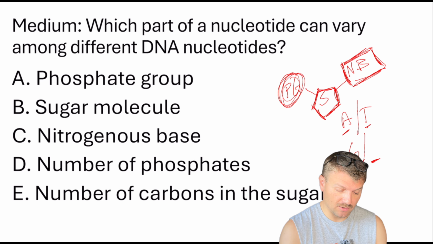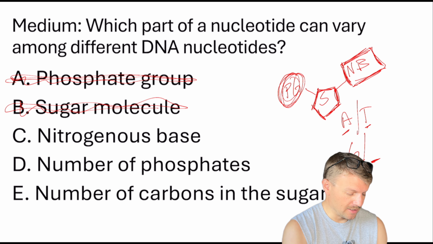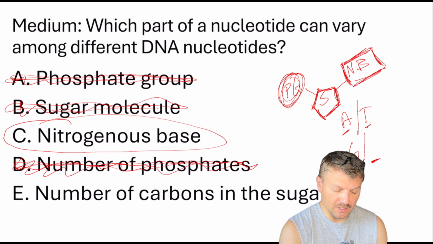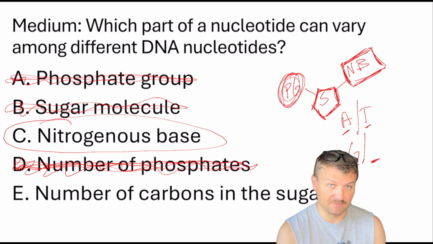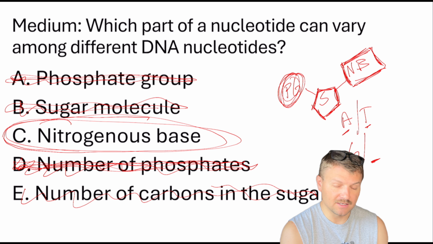So with that being said, we know that it's not going to be the phosphate group, so that's wrong. It's not going to be the sugar, that's wrong. Nitrogenous base sounds right, but let's check the other answers. Number of phosphates, nope. Each of the DNA nucleotides is going to have the same phosphate group or number of phosphate groups, and the number of carbon atoms in the sugar, nope, that's also going to be the same between all DNA nucleotides. So the answer C is correct.